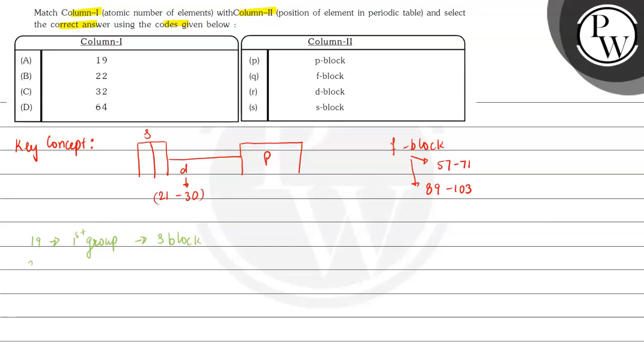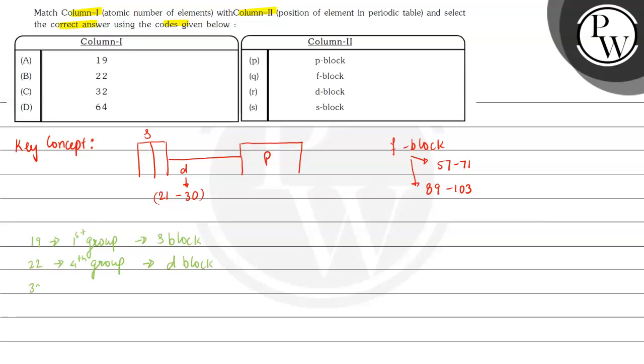Next we have 22. So 22 will belong to D block elements, which run from 21 to 30. So this will belong to the second group out of all the D block elements. Two groups are S block and after that 10 groups are D block, so that means this will belong to the fourth group and it is a part of D block element.